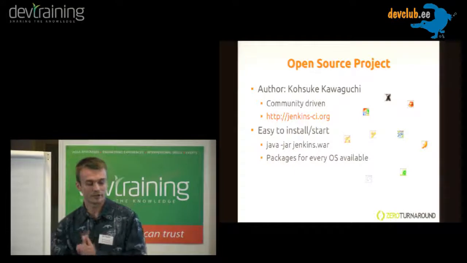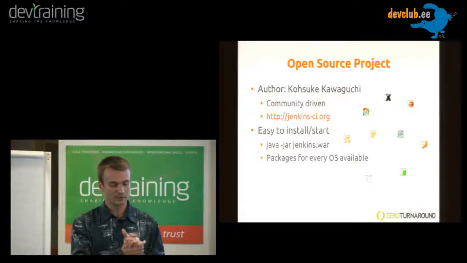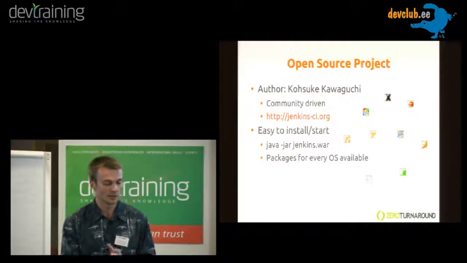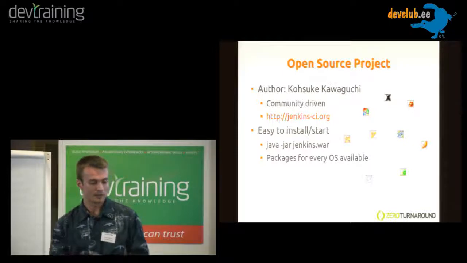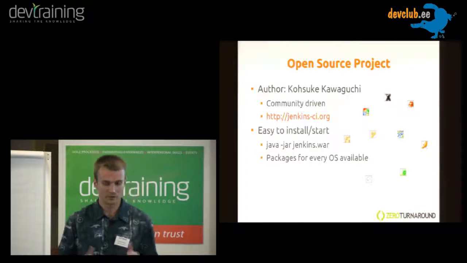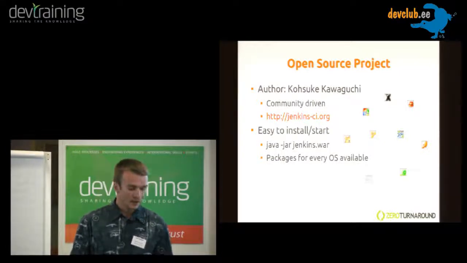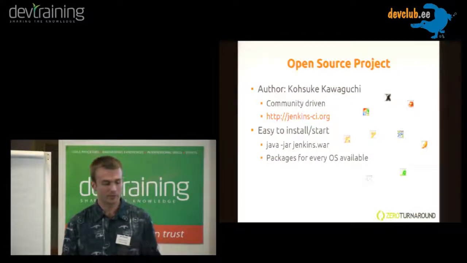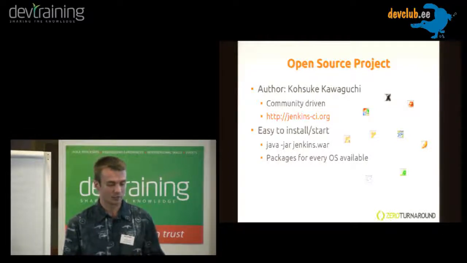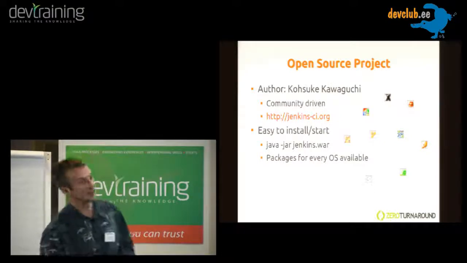It's also easy to install. All you need to do is go to this home page, download the Jenkins war, and run it like java -jar jenkins.war, and you already have a running, fully operable continuous integration server. Packages for almost every operating system are also available, such as Ubuntu, Red Hat, and maybe some installer for Windows.